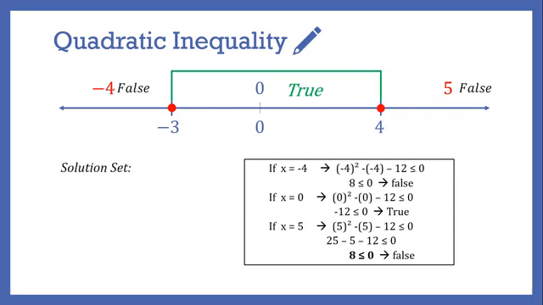Now, the solution set can be expressed in two ways, either in interval notation like this, open bracket, negative 3, comma, positive 4, close bracket. We use brackets to express that these 2 points, the negative 3 and the positive 4, are parts of the solution. And we can also express the solution set by the inequality. So we have negative 3 less than or equal to x less than or equal to positive 4.